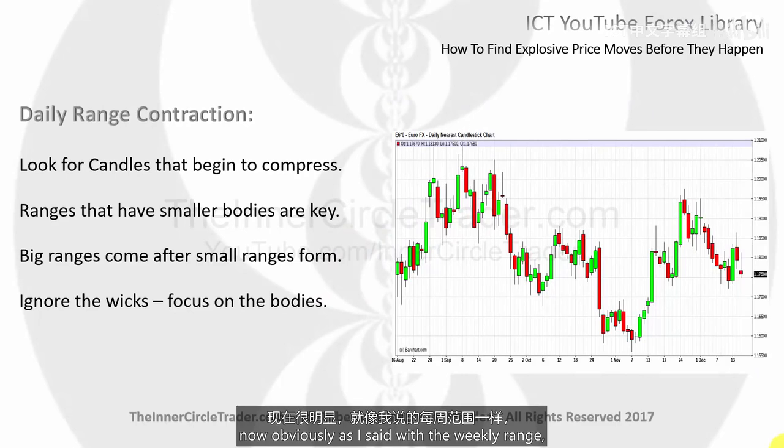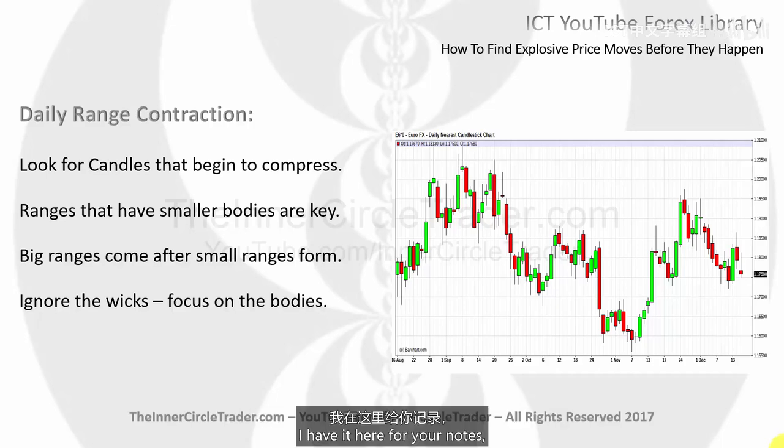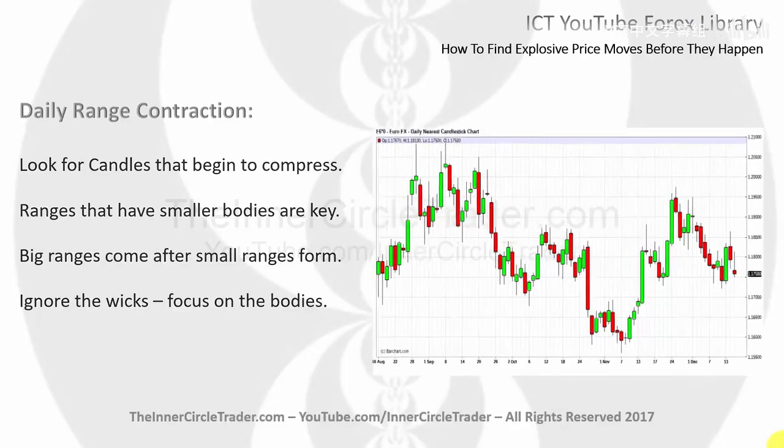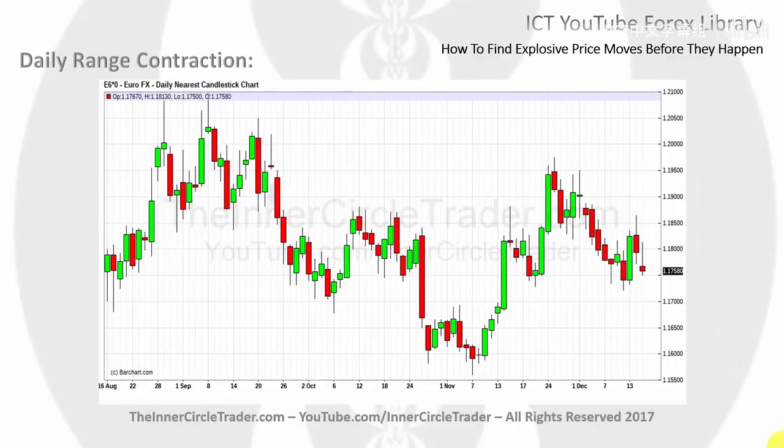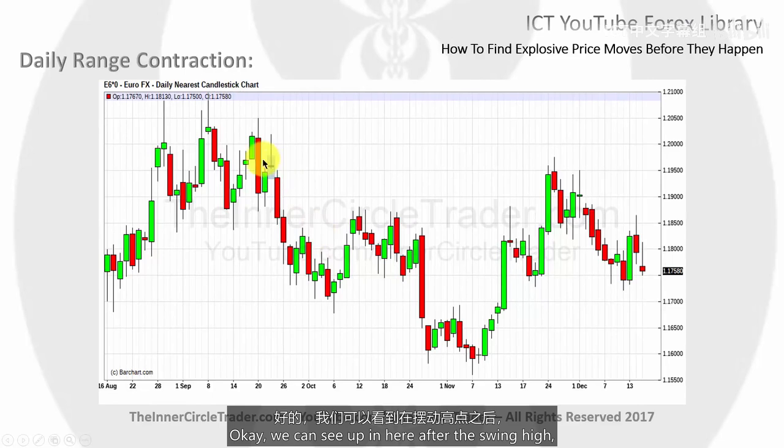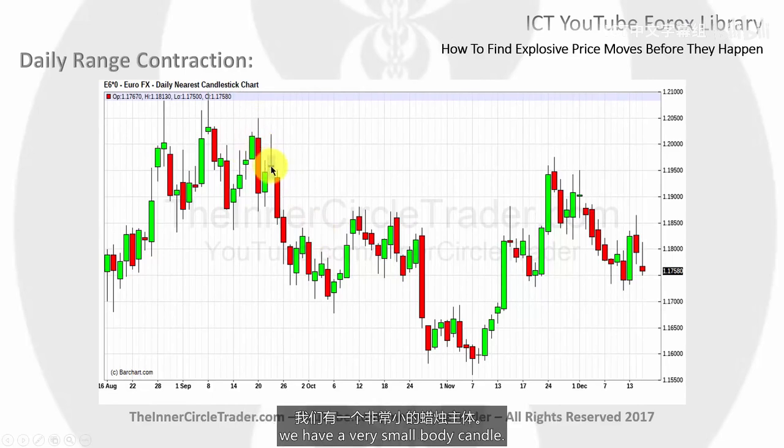Okay, now obviously, as I said with the weekly range, everything is the same for a daily range contraction. So without repeating myself, I have it here for your notes. But let's take a look at a couple examples from the daily perspective. Okay, we can see up in here, after the swing high, we have a very small body candle.